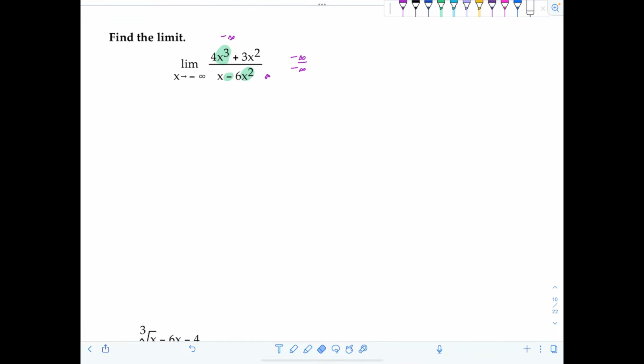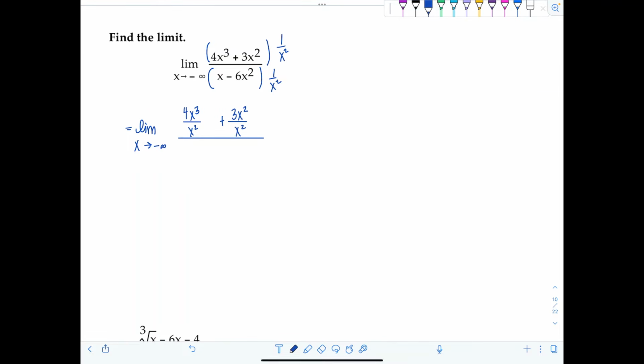But I just told you no L'Hopital's rule. So what do? Cry into your paper? No. We divide by the highest power of x from the denominator. So I'm going to divide by x squared. If you want to think of it as multiplying by 1 over x squared, if that helps you, go for it. Okay. So this is the limit as x approaches negative infinity. I'll write it out gently step by step, okay? 4x cubed over x squared plus 3x squared over x squared, over x squared minus 6x squared over x squared.